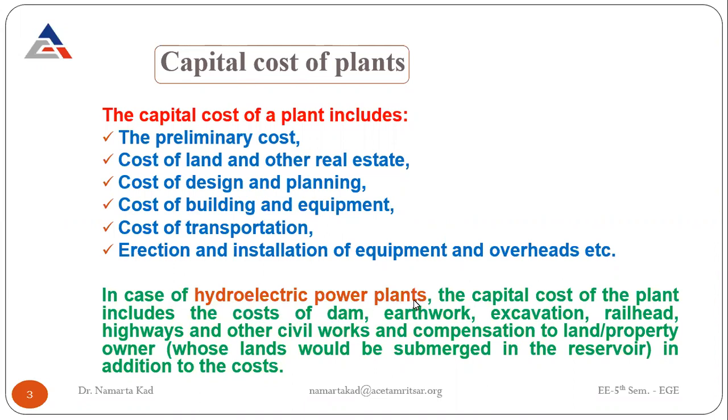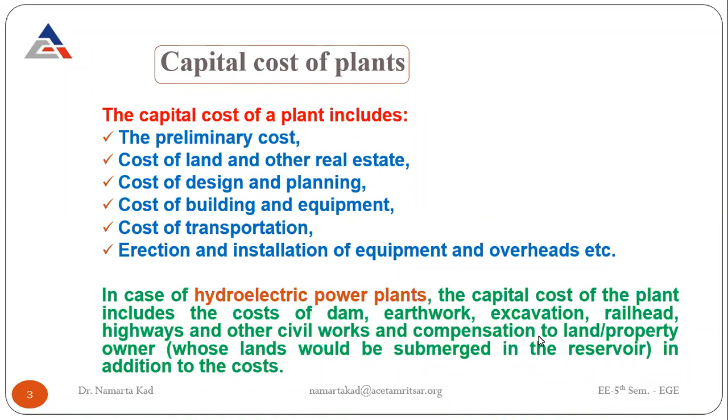So in case of hydroelectric power plants, the capital cost of the plant also includes the cost of dam, which is the extra cost. Okay, earthwork, that is to construct the rivers accordingly, or to change the direction of rivers, to construct the reservoirs, excavation, railheads, highways, and other civil works. A lot of civil work is there for the hydroelectric power plant.